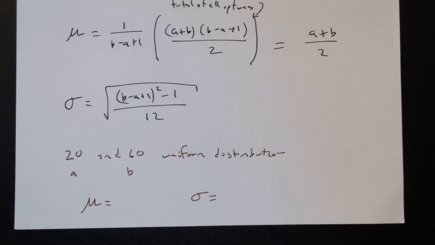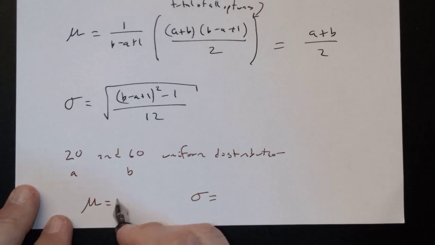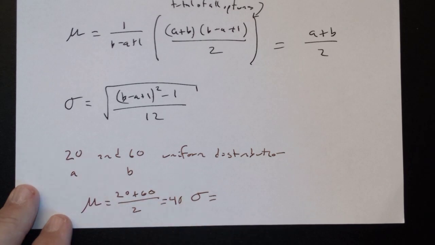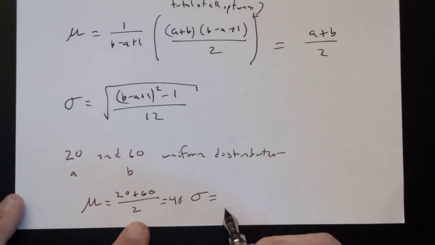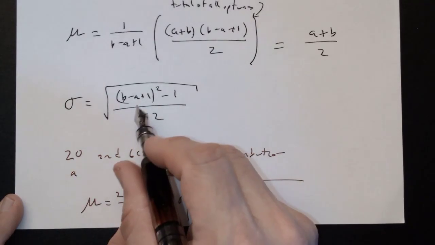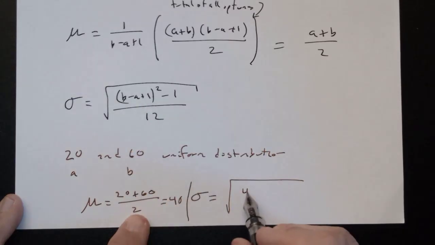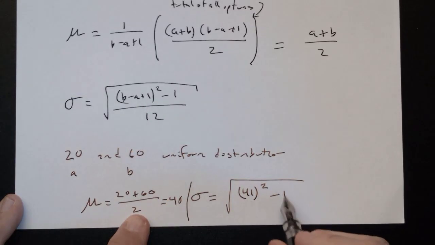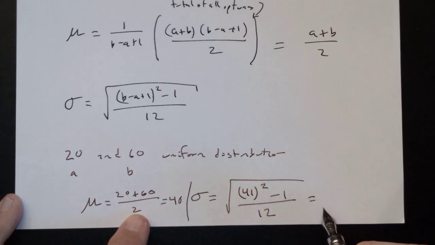Okay, the standard deviation is 11.54. Hang on a second. Let me walk through the standard deviation calculation. I've got B minus A, 60 minus 20 is 40, plus 1, so this is 41 squared, minus 1, over 12.